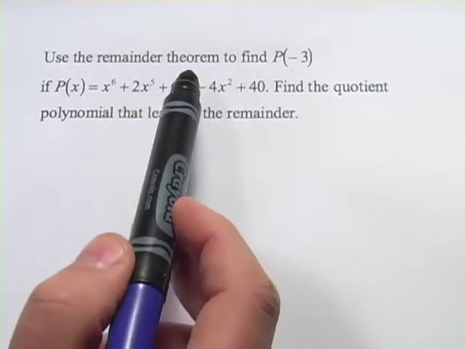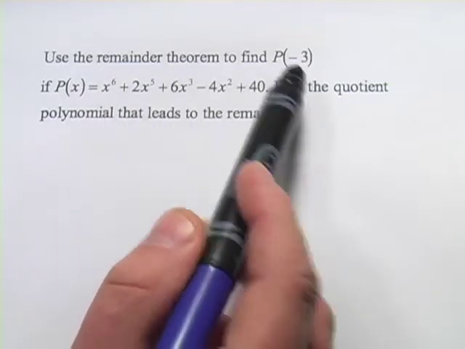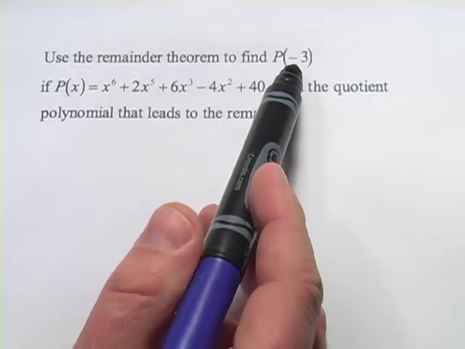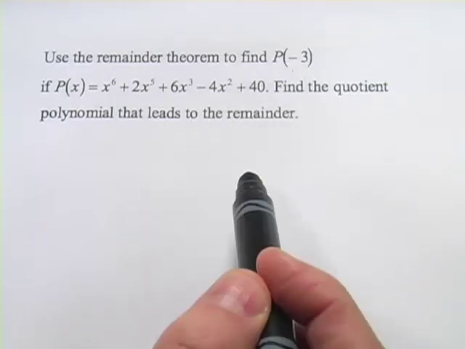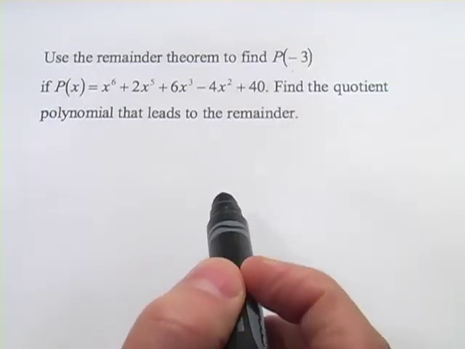What the remainder theorem says is that if you divide this polynomial by this number using synthetic division, what comes out in the remainder column is actually the answer, is actually p of -3. So let's give that a try.